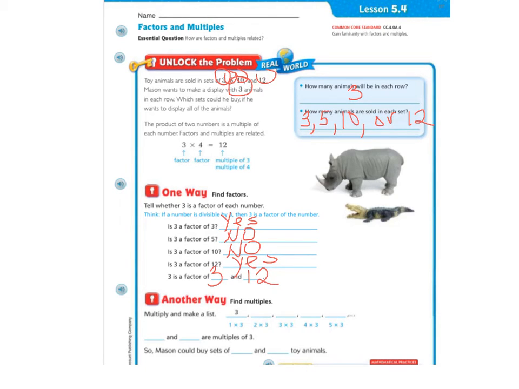Another way to figure this problem out is to find the multiples, which we just learned how to do. So multiply and make a list. Notice here they wrote what counting number 3 is being multiplied by each time to find the multiples. For the first one, they did 1 times 3, which gives you 3. 2 times 3 gives you 6. 3 times 3 gives you 9. 4 times 3 gives you 12. And 5 times 3 gives you 15.